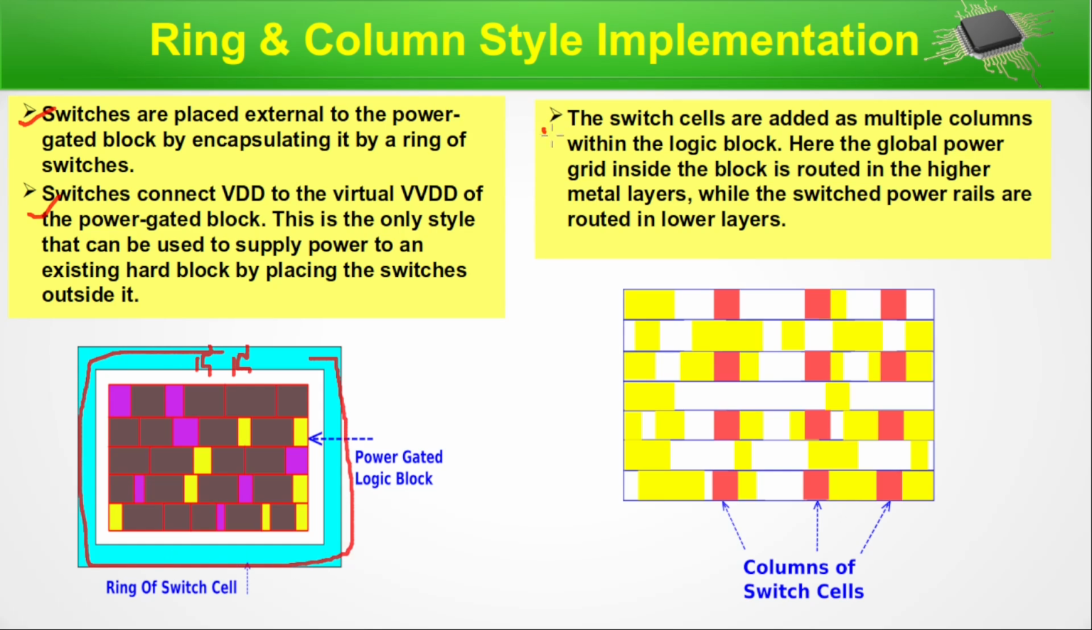In case of grid or column type, the switch cells are added as multiple columns within the logic blocks. Here the global power grid inside the block is routed in the higher metal layers while the switched power rails are routed in lower layers. So this is columns of switches. This is the structure of column or grid of switch cells. Now we will discuss figures of merit and challenges for power gating.